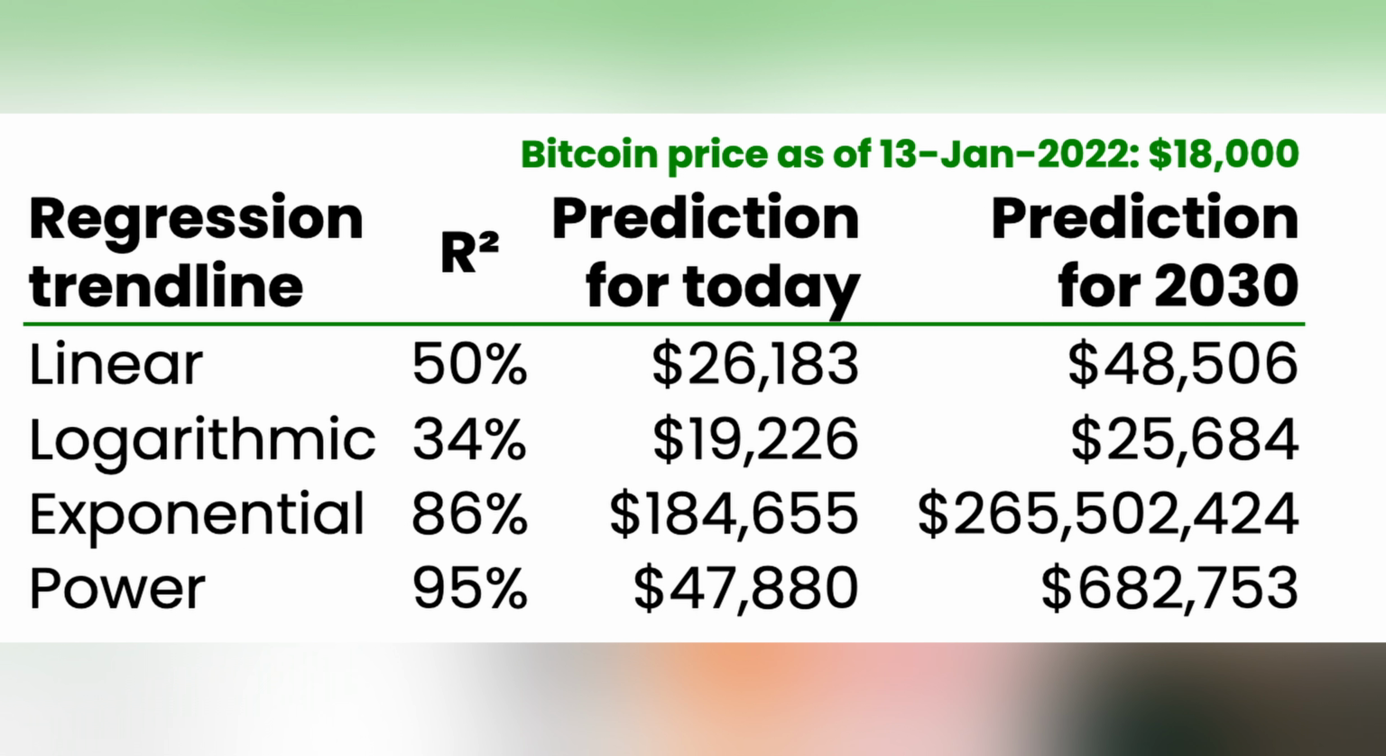The price that the linear trend line predicted now, at the start of 2023, was $26,000 Bitcoin. And the price it predicts in 2030 is $48,500 Bitcoin. The logarithmic curve, 34% R squared, predicted $19,000 Bitcoin now. So that's pretty close to the actual price, interestingly, with logarithmic. But look at the prediction in 2030, only $25,000 per Bitcoin.